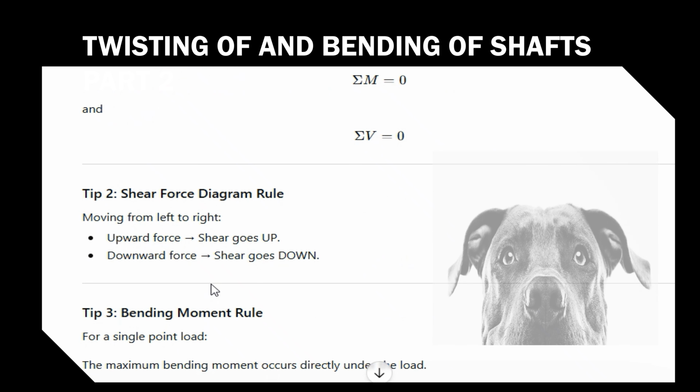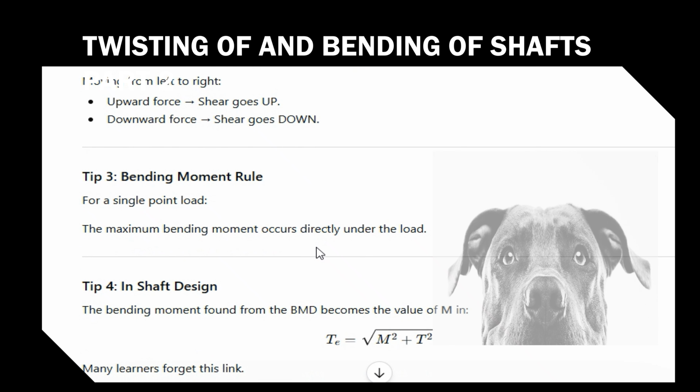Tip number 2, shear force diagram rule: moving from left to right, upward force, shear goes up; downward force, shear goes down. Tip number 3, bending moment: for a single point load, maximum bending moment occurs directly under the load. Tip number 4, in shaft design, the bending moment found from the BMD becomes the value of moment in TE equals the square root of M squared plus T squared.